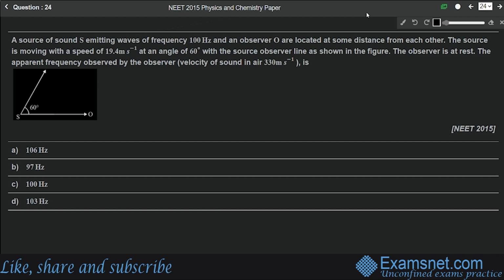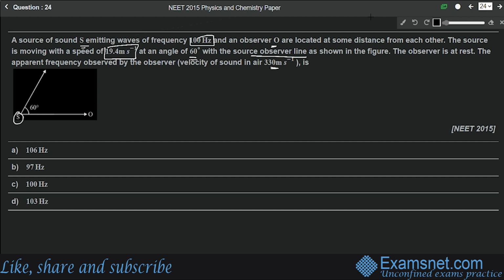Now next question is from sound, and the question is, a source of sound S emitting waves of frequency 100 Hz and an observer O are located at some distance from each other. The source is moving with a speed of 19.4 meter per second at an angle of 60 degree with the source observer line as shown in the figure. The observer is at rest. The apparent frequency observed by the observer is, velocity of the sound in air is 330 meter per second.